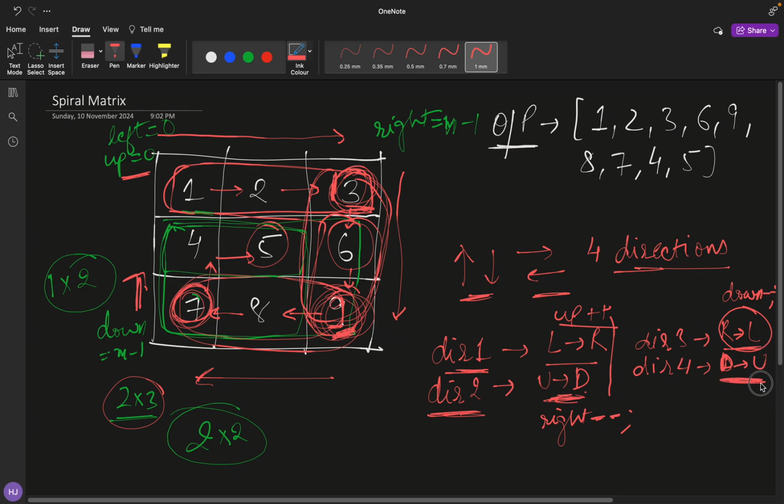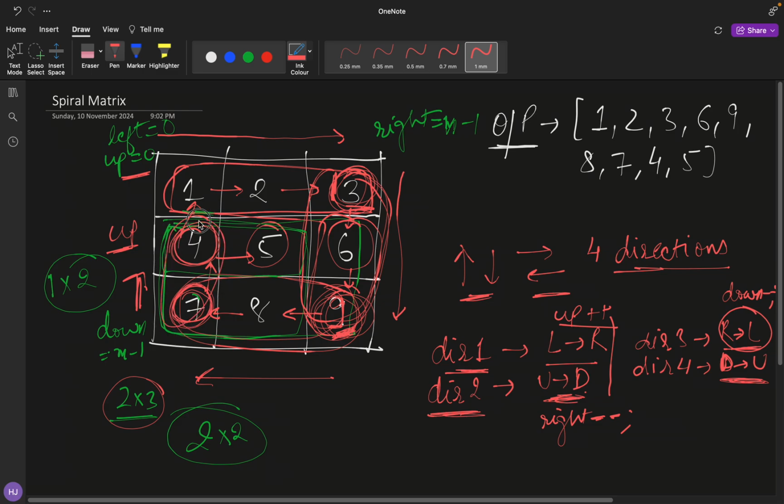Coming up to the next direction, which is part of the traversal, do you think we need to go up? The answer is no, because we have already taken a step, since our up pointer is already present over here. So we will only move one step further in this case.